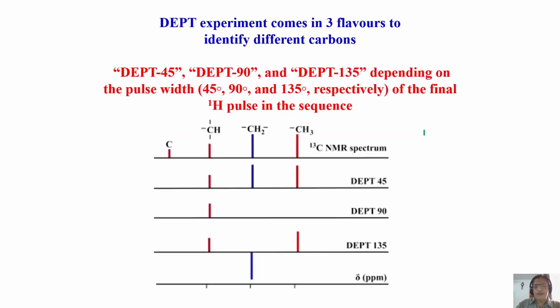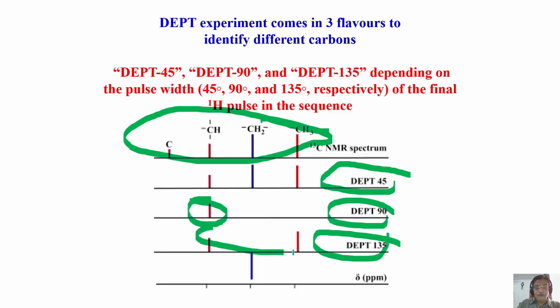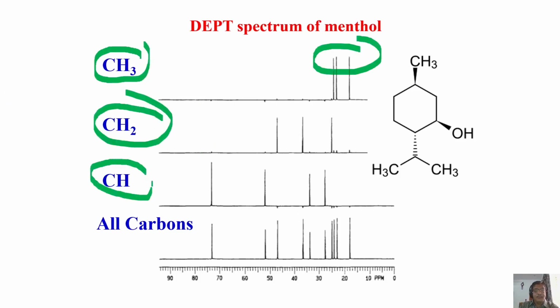So this is a simple comparison. This is a normal carbon 13 NMR spectrum. This is a DEPT 45 where everything is observed. DEPT 90, only CH peak is observed. DEPT 135, carbons attached to odd number of protons are positive, CH2 is negative. Okay? And real comparison of the spectrum is like this, in a menthol molecule. This is CH3 only carbons, CH2 only carbons, CH only carbons, and all carbons.